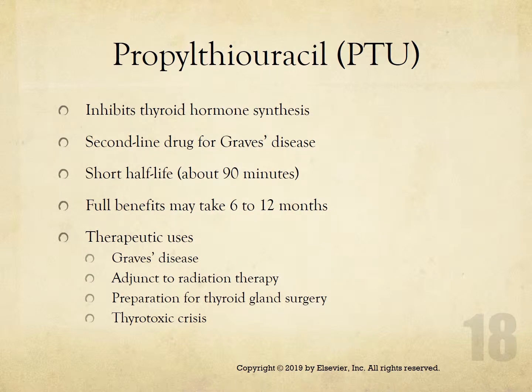Then we have the PTU, and it inhibits the thyroid hormone synthesis. It's the second line. Has a short half-life of only 90 minutes. Full benefits for this can take 6 to 12 months, which is a very long time. And it's used for Graves, adjunct to radiation, again, preparation for surgery, for the thyroid crisis, thyrotoxic crisis.